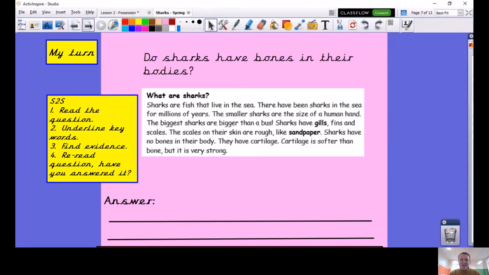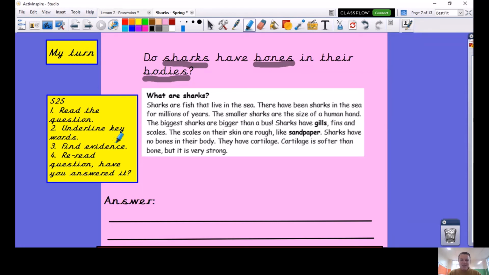Let's have a look at the questions together. This is my turn. Step 1, read the question. Do sharks have bones in their bodies? Step 2, underline the key words. Do sharks have bones in their bodies? I'm going to underline sharks as well. I think that's quite important.